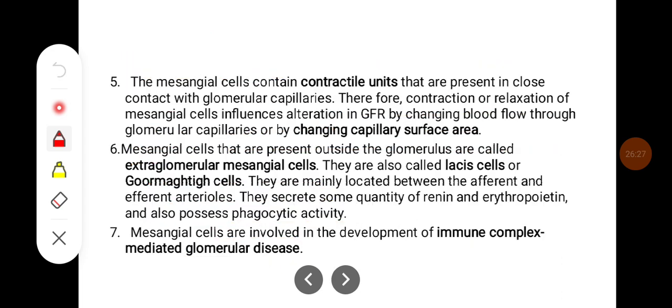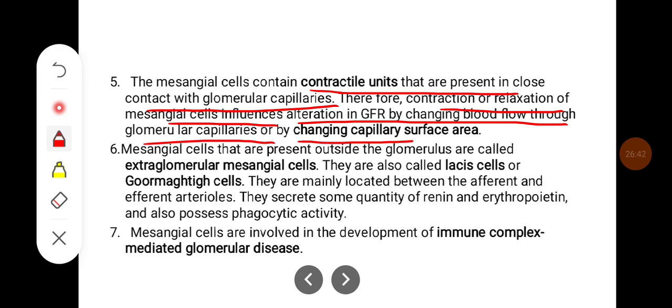The mesangial cells contain contractile units that are present in close contact with the glomerular capillaries. Therefore, the contraction and relaxation of the mesangial cells influence alteration of GFR by changing blood flow through glomerular capillaries or by changing capillary surface area.